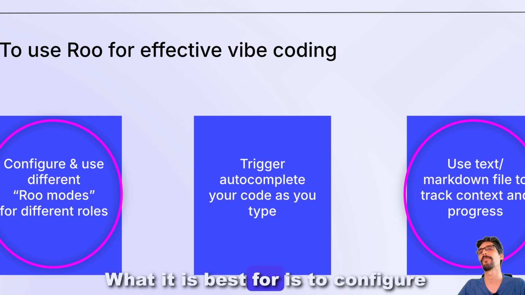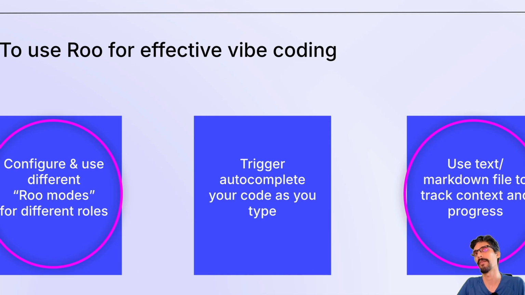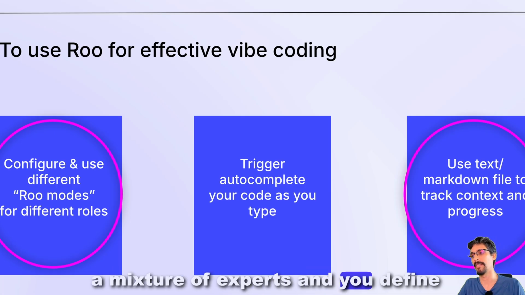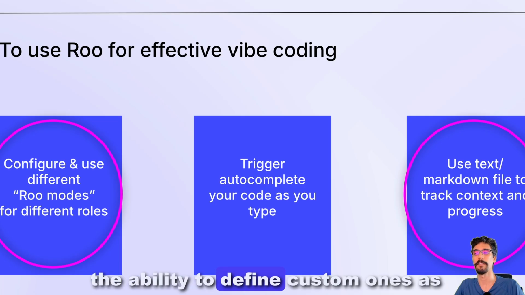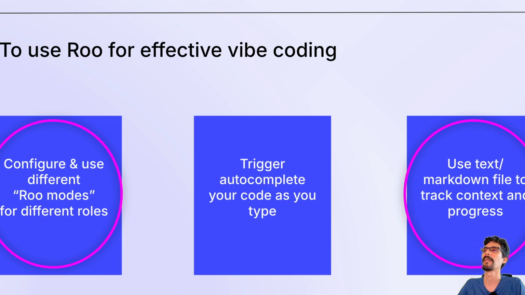What it is best for is to configure and use different modes for different roles. In fact, that is what sets Roo modes apart from other vibe coding tools, is that you have a mixture of experts and you define all of them up front. And it gives you the ability to define custom ones, as well as some pretty decent baked in ones as well. The other thing that it allows you to do is to use context from files that are within the repo.